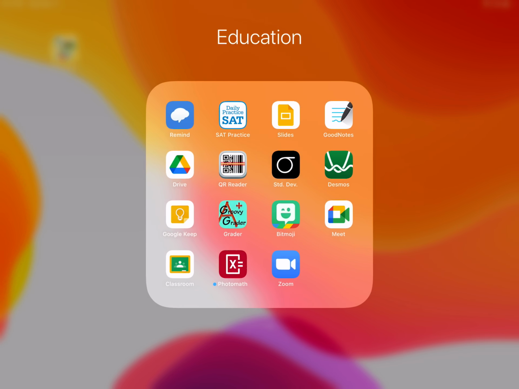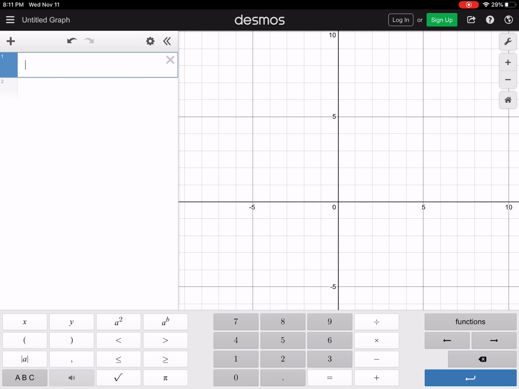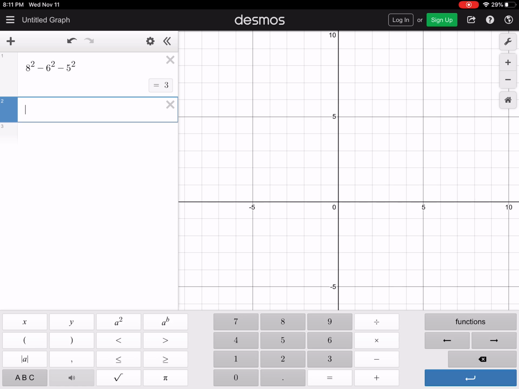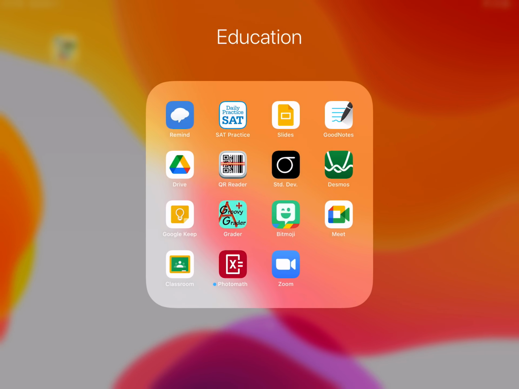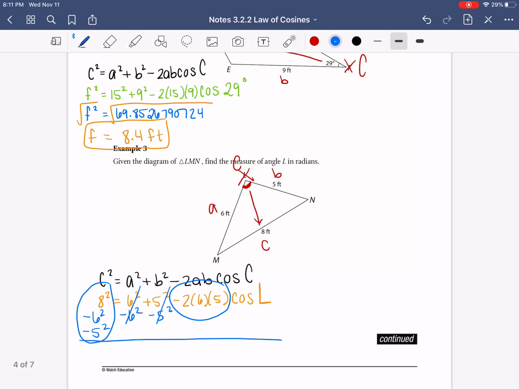So I'm going to use Desmos. You guys can see what I'm doing. I'm doing 8 squared minus 6 squared minus 5 squared. So that side is going to say 3. And then the other side was negative 2 times 6 times 5. I guess I could have done that one in my head. Negative 60. Okay, so on the left side, I got 3. 3 equals, I multiplied those three things together, got negative 60, and then I have cosine L.